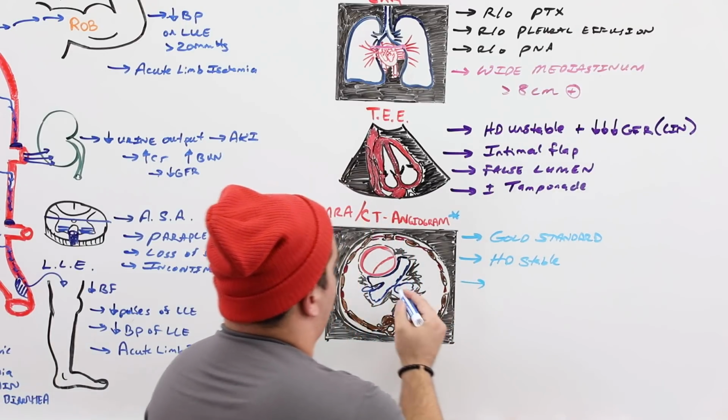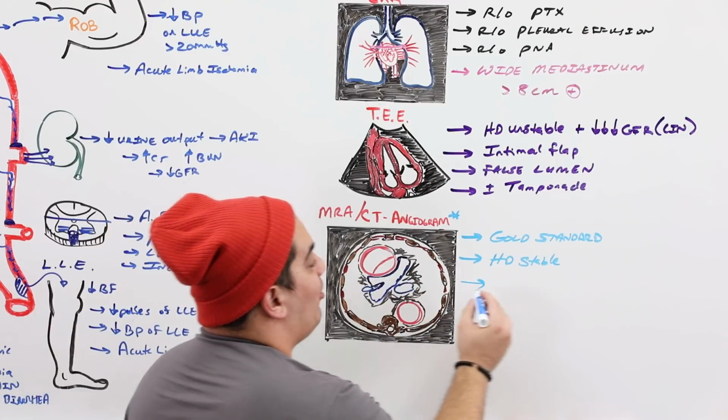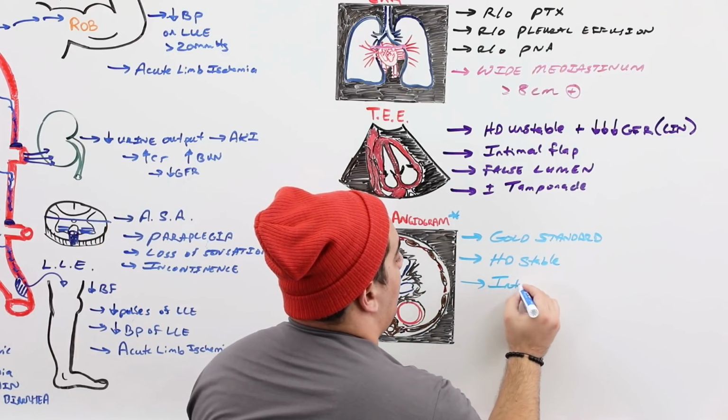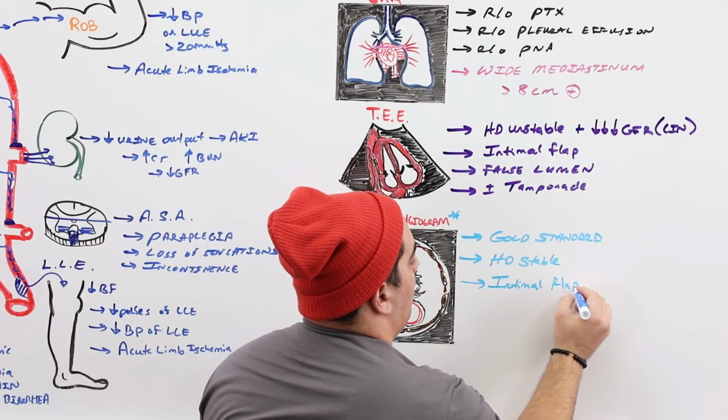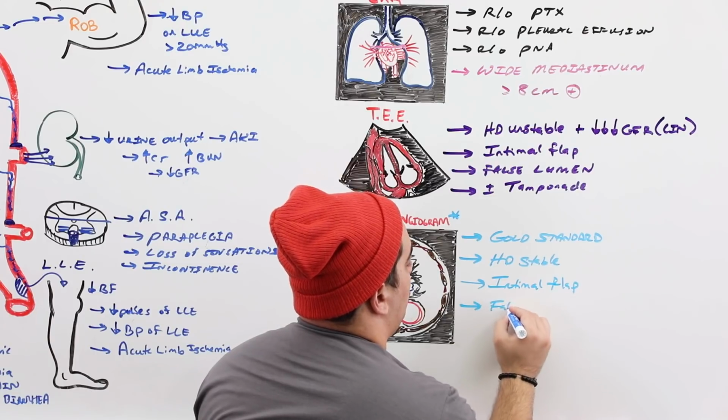And again, what could it tell us? It could show us the intimal flap. Same thing as the TEE. It could tell us the intimal flap. It could show us if there's any false lumen.